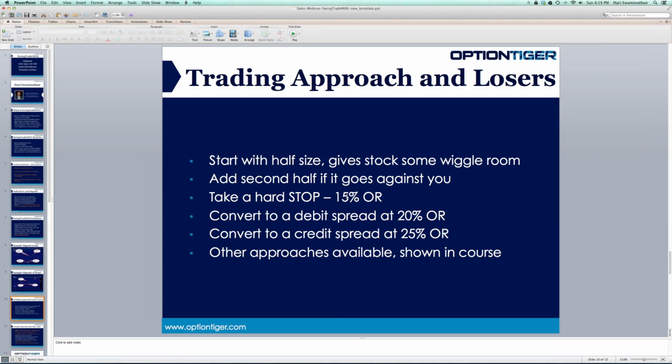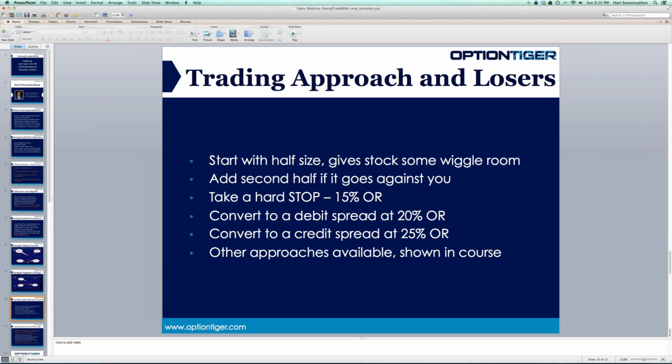Because overall, the numbers game is that you make a lot more on the winners and you make 7 or 8 winners out of 10. So if you want to be disciplined and take a hard stop, that's fine. However, your first order of defense could also be to convert it to a debit spread. If the position goes down 20%, you convert it to a debit spread.